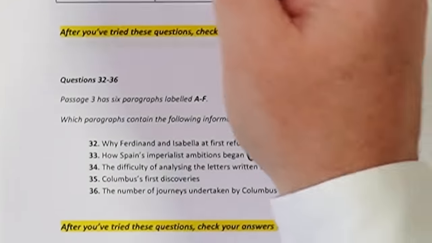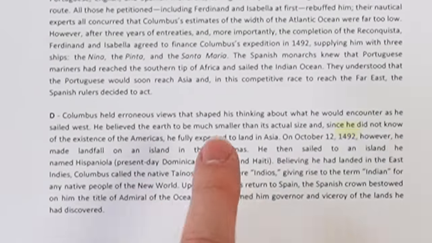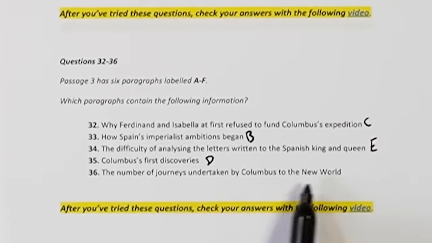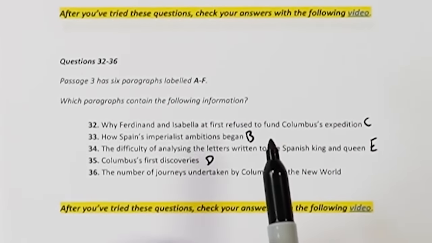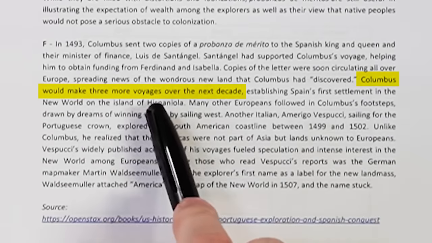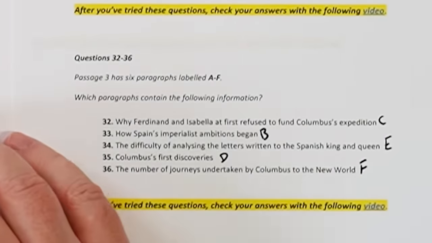Columbus's first discoveries. We can go back up here. So we're talking about the Bahamas. And that was 1492, the Bahamas, that is D. The number of journeys undertaken by Columbus to the New World. Okay, so I don't know where that is, so I have to scan here. Okay, Columbus would make three more voyages over the next decade. So this is F. So what we were doing there is just looking at the remaining ones and searching for numbers, journeys, voyages, travels, synonyms of journeys, and we find it.